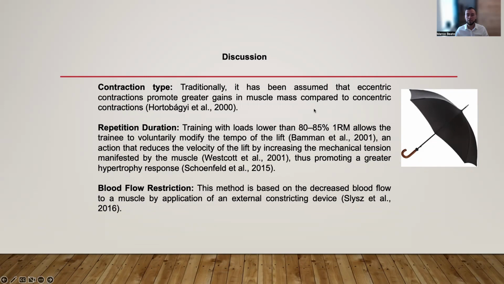What about blood flow restriction? This method is based on the decreased blood flow to a muscle by application of an external constricting device, such as a blood pressure cuff or a tourniquet, to provide mechanical compression of the underlying vasculature.